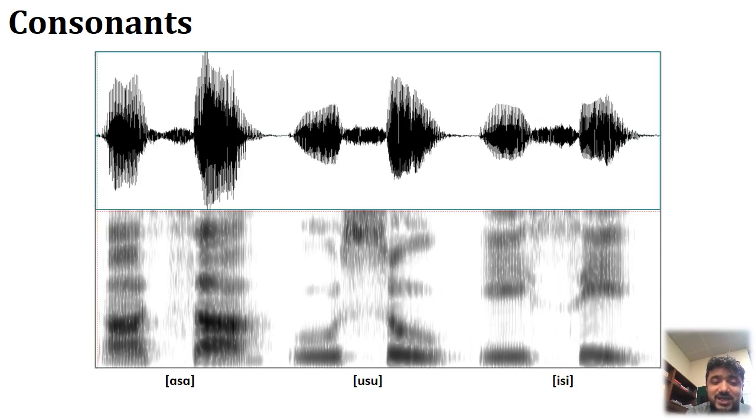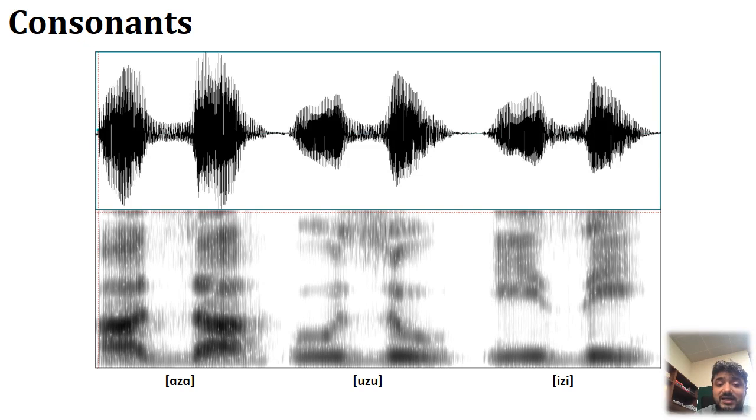All right, you have asa, usu, isi. So sa and sha are usually easy to detect, but these are also known as stridents. So the noise is very high intensity. So you see very high intensity noise here. So this is clearly noisy. This does not appear very periodic, but it is very high intensity. So high intensity, high frequency noise is sa. And high intensity, high frequency noise with voicing.